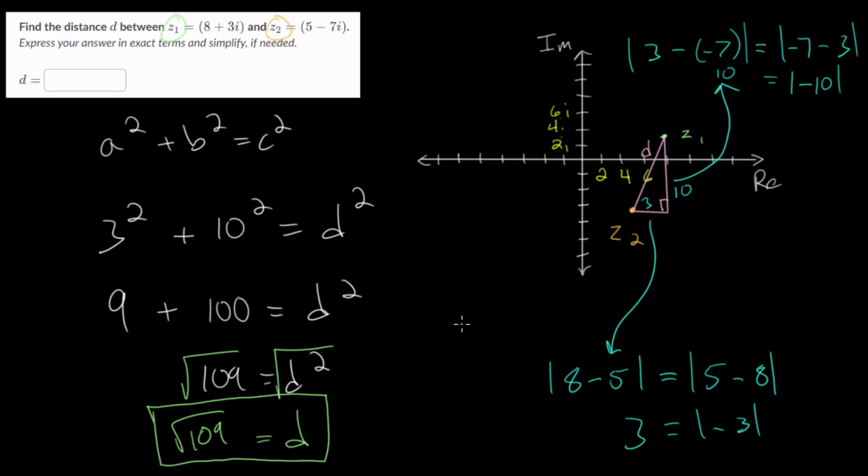In the next video, we will look at a formula using the difference of the imaginary parts and the difference of the real parts in setting up this right triangle. But with the formula, after we derive it, we won't need to draw a picture every time we want to find the distance between two complex numbers. We can just use that distance formula. It looks very similar to the usual distance formula, but with some slight modifications.